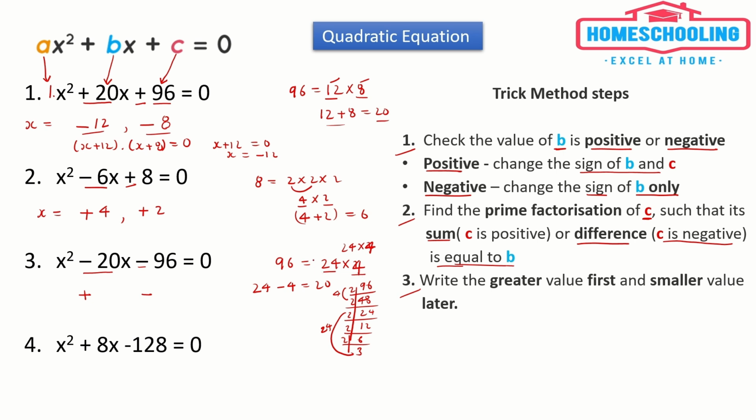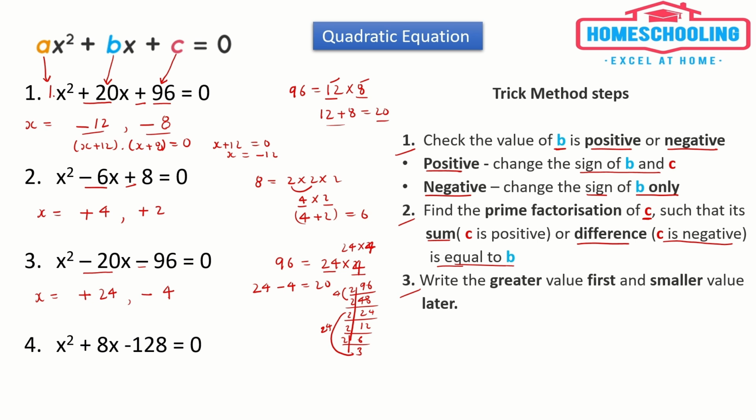So we'll write the greater number first. 24 is the greater number and 4 is the smaller number. So we have two roots of x, that is positive 24 and negative 4.